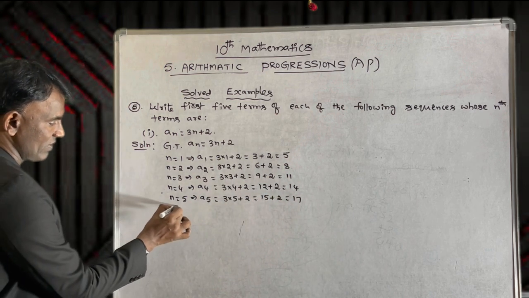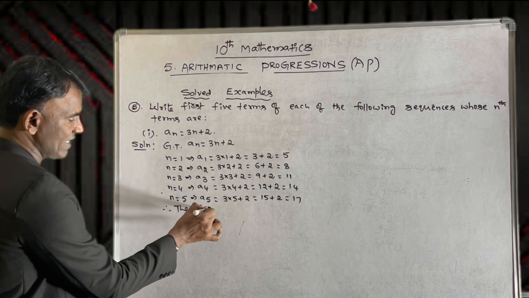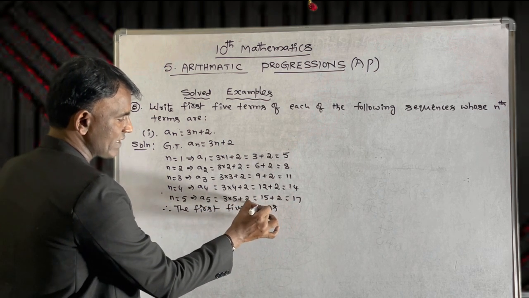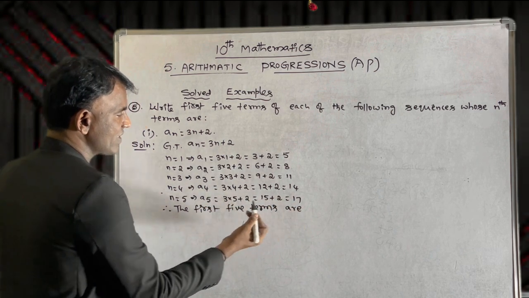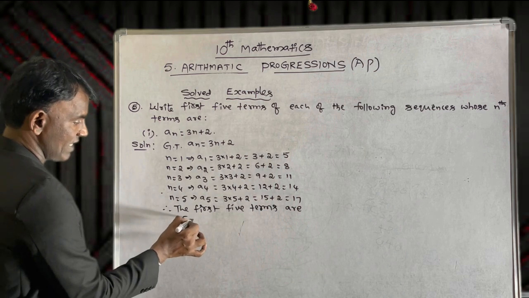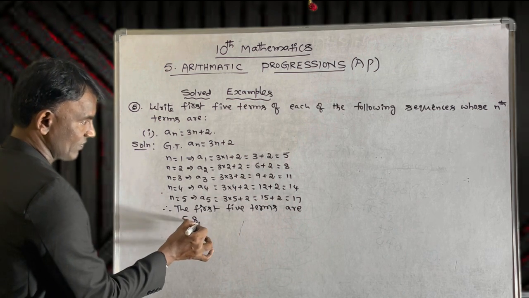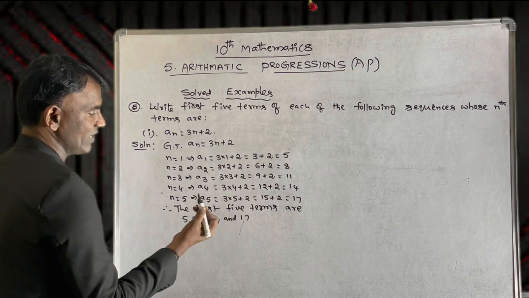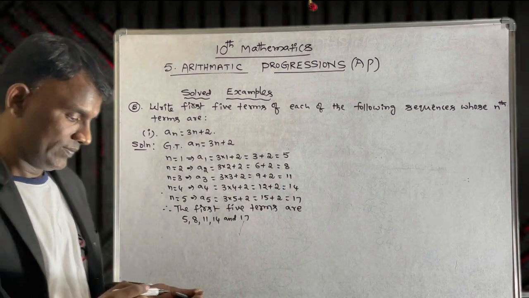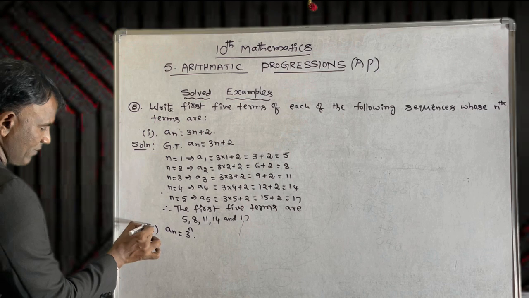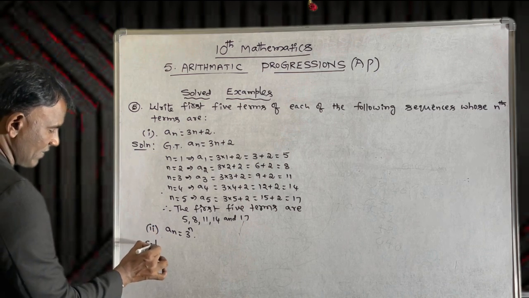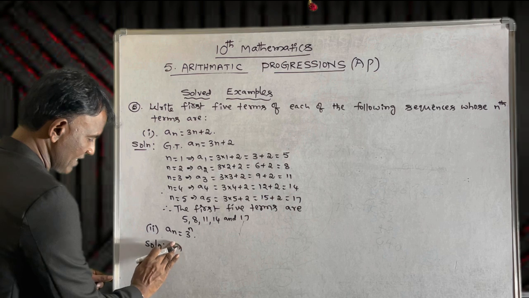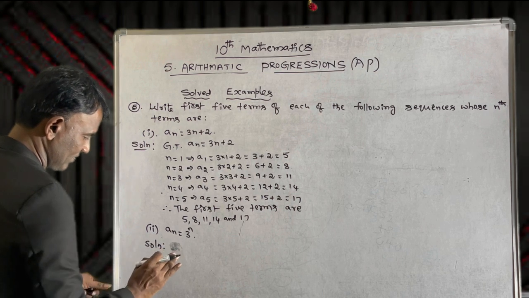So therefore, the first 5 terms are, what is the first term? 5. Then 8, then 11, then 14 and 17. That is the answer. Okay. Now this is the second sub question. What is the given value here?